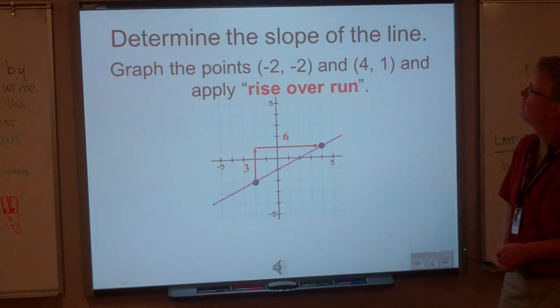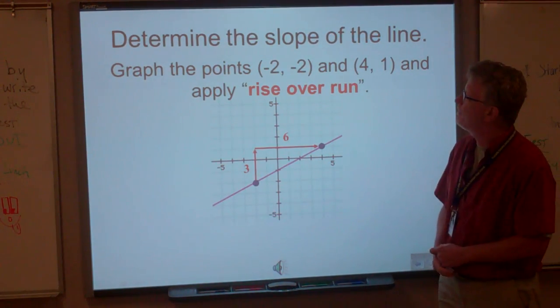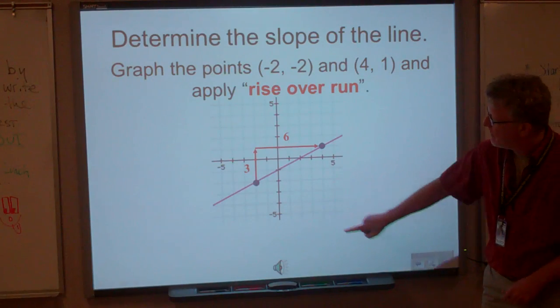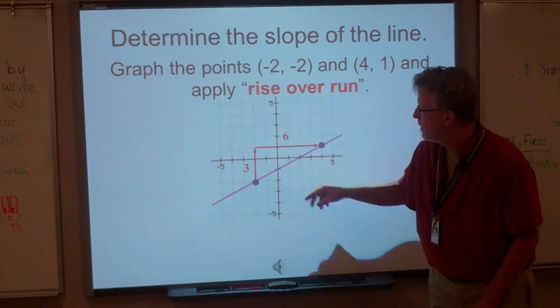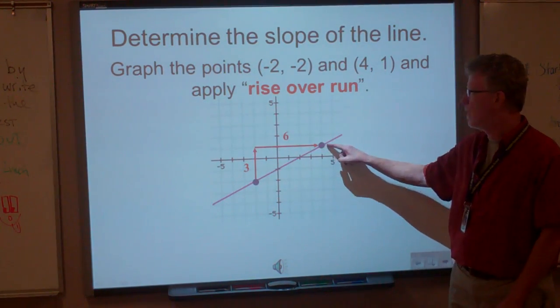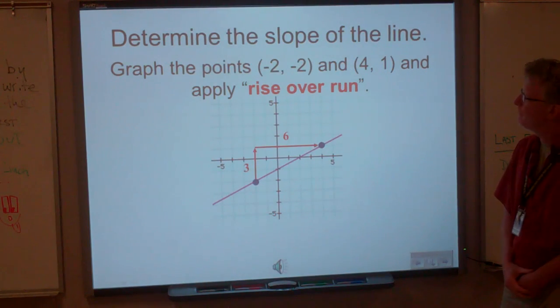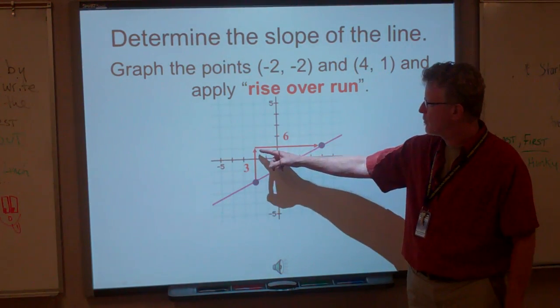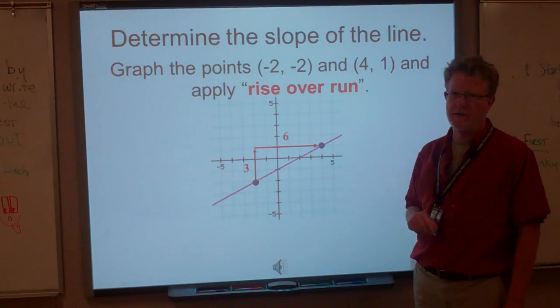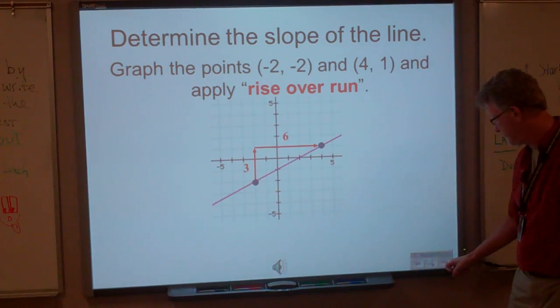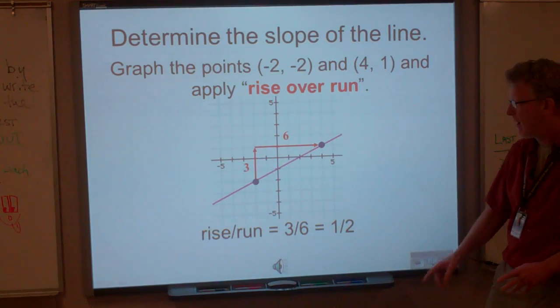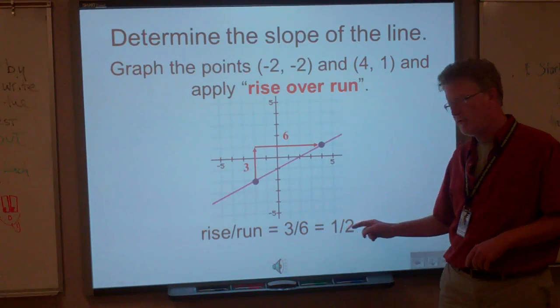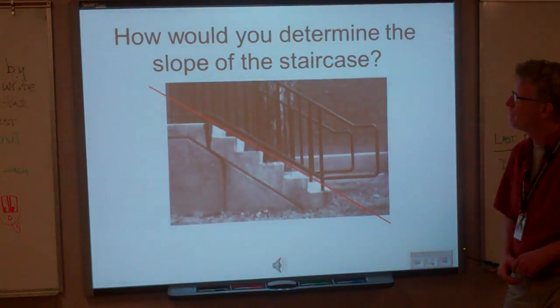With a graph, we determine the slope of the line by looking at the rise and putting that over the run. That is rise over run. So here we have a rise of 3 and a run of 6. That would make our slope 3 over 6. I was right. 3 over 6, which of course is 1/2.